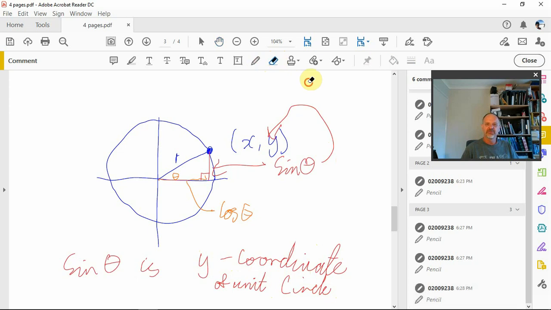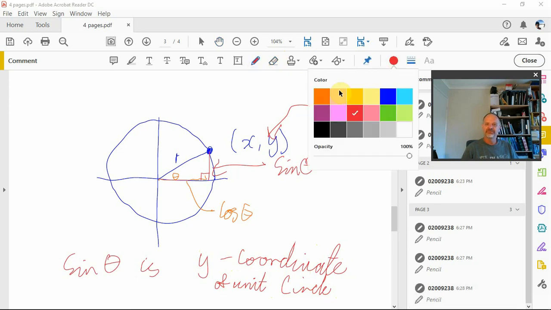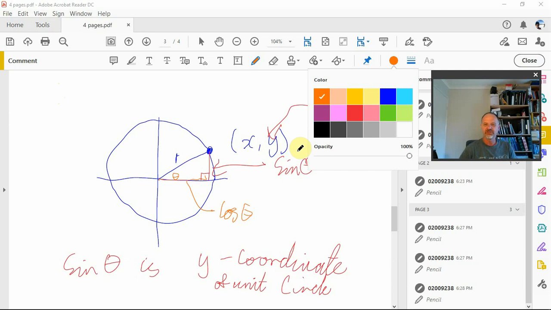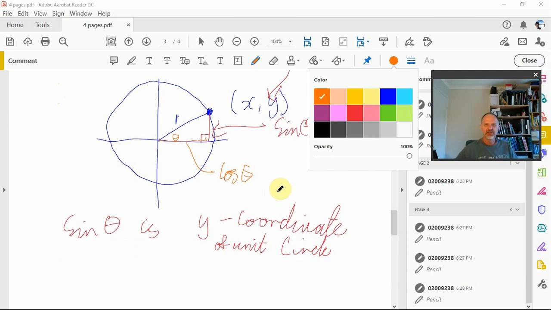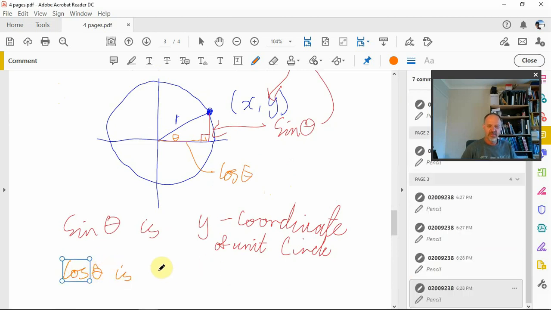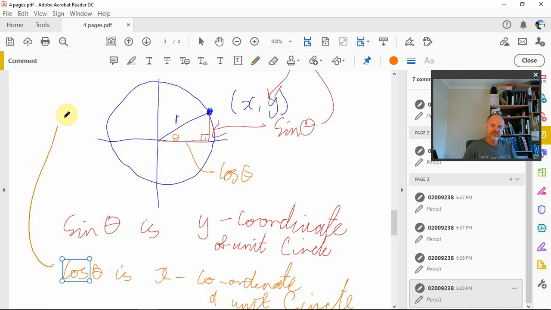And let me change my back to orange. And cos, I'll write that up there. So, maybe you can scroll just a smidge. Yeah, I'll have to squeeze it in. And cos theta is the x coordinate. Unit circle again, of a unit circle. All right, and so that is that one there.